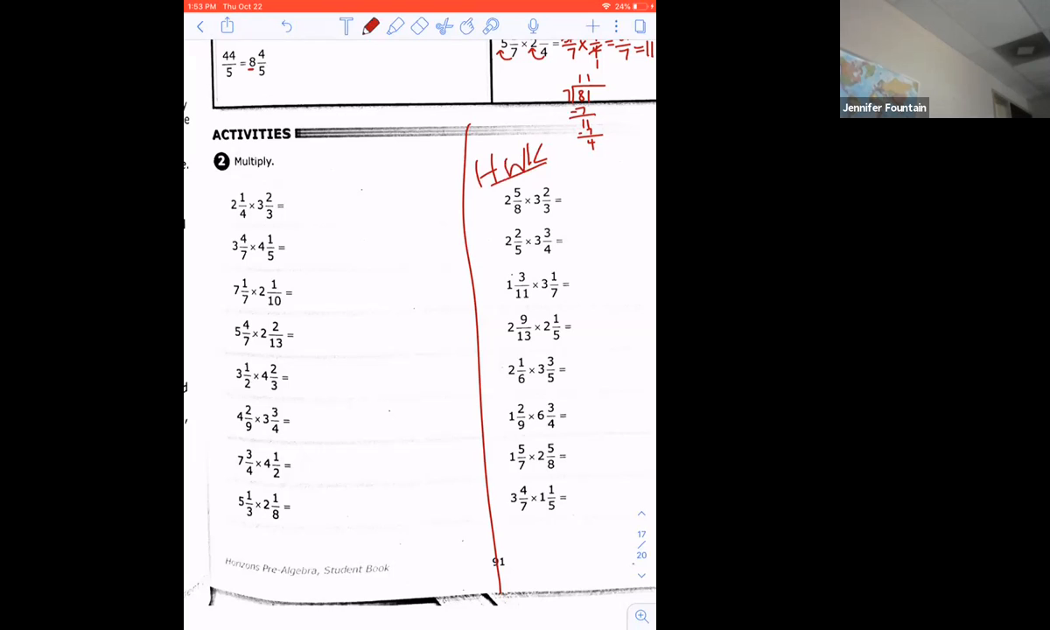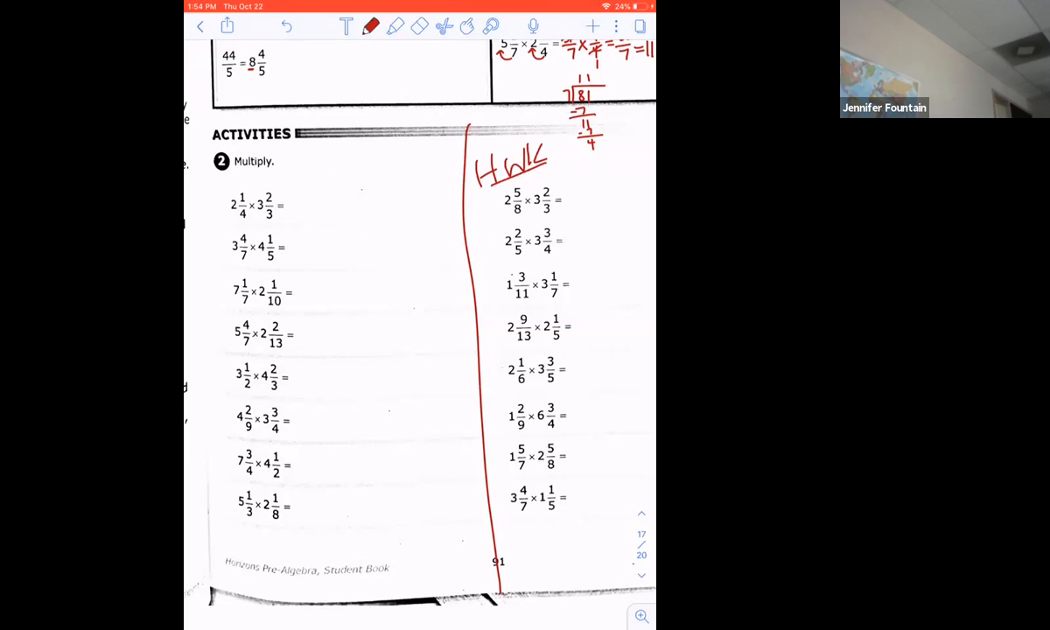Change this to an improper fraction. How do I do that? Okay, put it 2 times 4. Times 2. And that is like plus 1. Okay, now what is my denominator? It's going to stay 4. Okay, so I have 9 over 4.